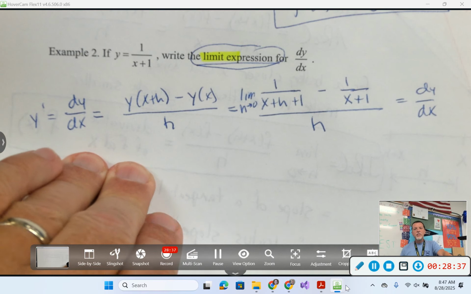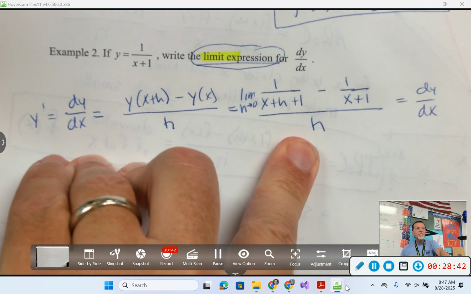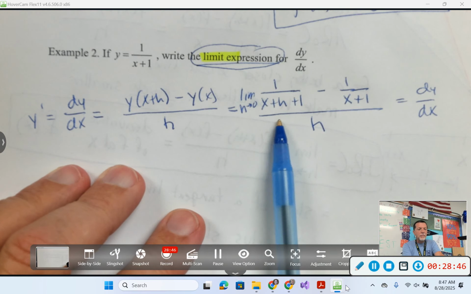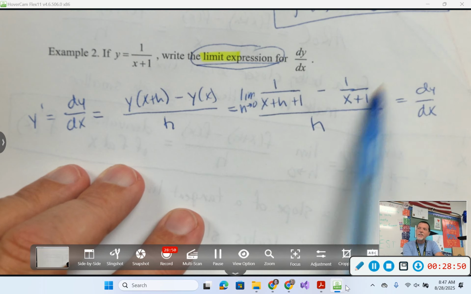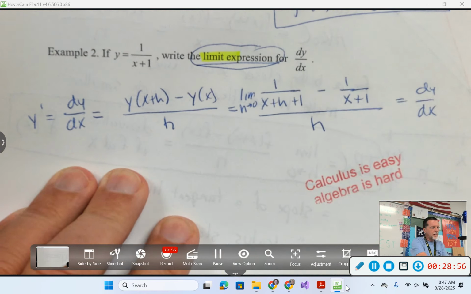I think that's a change we made to save time. We did evaluate limits like this on the test. You had to multiply through by, this would be an algebra nightmare, but you'd have to multiply through by x plus h plus 1 and x plus 1 on the top and the bottom. We're not going to do it because that's too much.